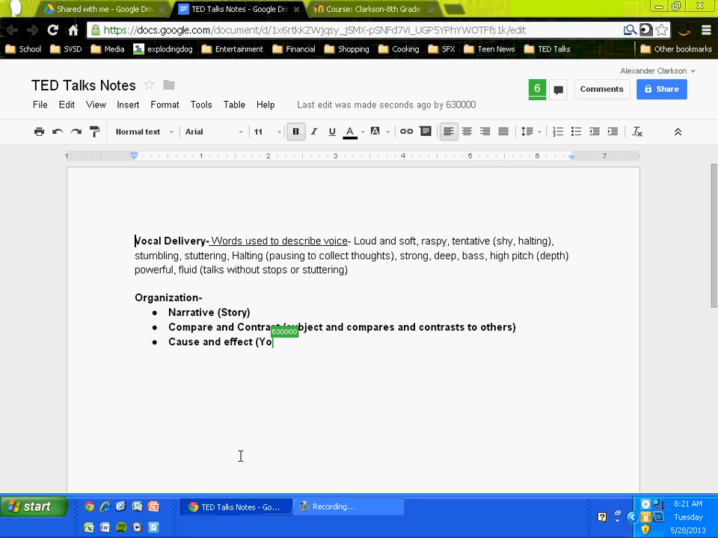How does this one thing happen? Well, there are 3 different causes. And he enumerated them, one after the other. That's cause and effect. The next one could be process. Process is a how-to.